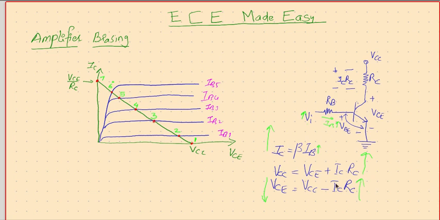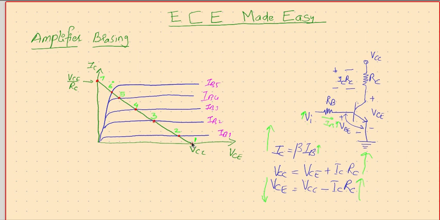And how this whole thing happens is, for any value of IB, there will be a particular value of IC. For that particular value of IC, for a given RC, there will be a fixed VCE. Therefore, for any value of IB, there will be a particular combination of IC and VCE. And if you look at this in this plane, it corresponds to one point. So we have plotted those points.